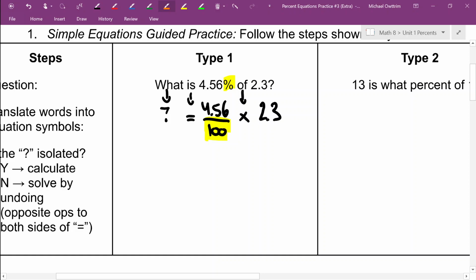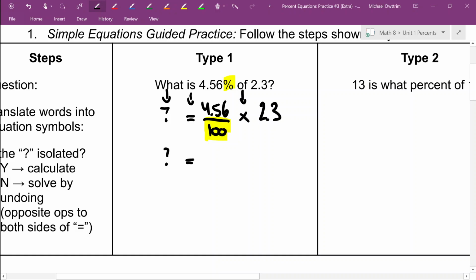When our variable is isolated, we just need to calculate the other side. And there's two things we need to calculate over here. We need to calculate the division in this fraction, and we need to calculate the multiplication, of course, over here. So let's go ahead and do those two things. Let's start with the fraction first.